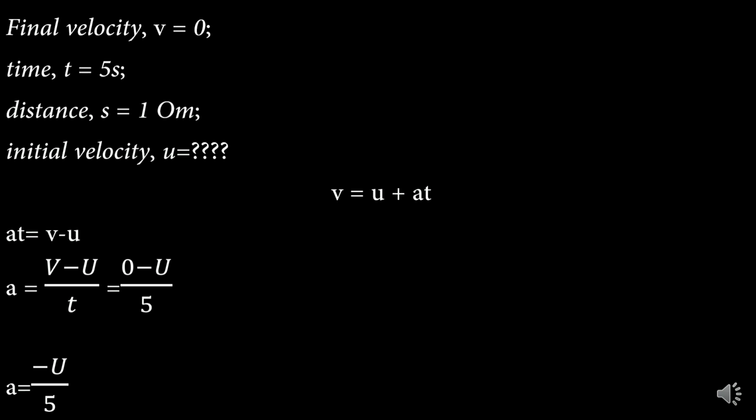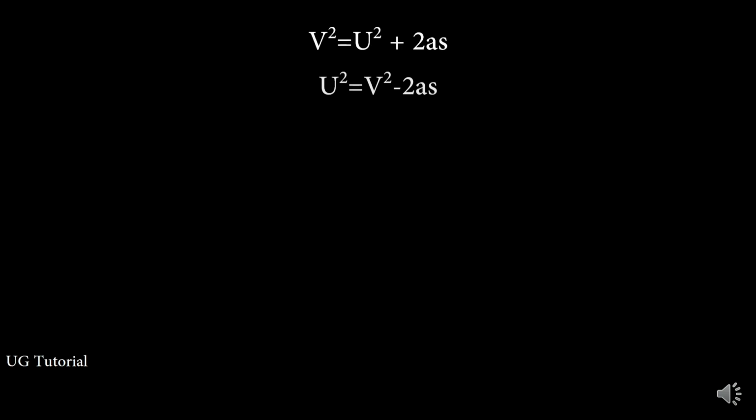Now to find our initial velocity, we can use any of the other formulas present, but for me, I will use v squared is equal to u squared plus 2as, since we're given our distance, and we're given the final velocity to be 0. So it will just be 0 is equal to u squared plus 2as. So you bring u squared to the other side. It will be u squared is equal to minus 2as.